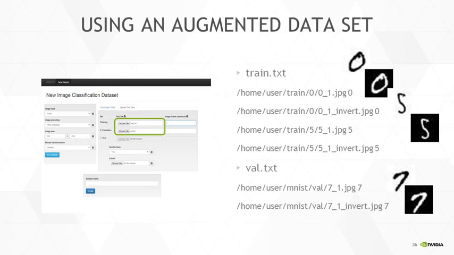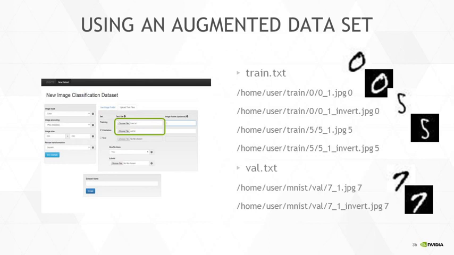So you can still use DIGITS to help you create a data set. In that case, instead of going to the Use Image folder and just entering the path to where you have all your images with directories for your categories, you can upload text files. You can upload a text file with a list of all your training images, and a text file with a list of all your validation images. This ensures that you don't mix up data intended for training with data that you intend to use for validation.